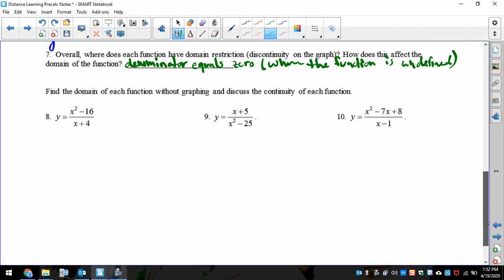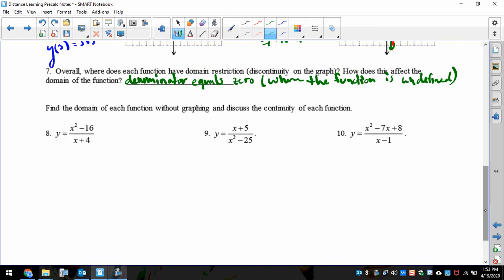Okay, for these last 3 problems, it says find the domain of each function without graphing and discuss the continuity. So it's very similar to what we were doing up there. What I want to do is give the type of discontinuity and where it's at. So here, let's first factor using difference of squares.